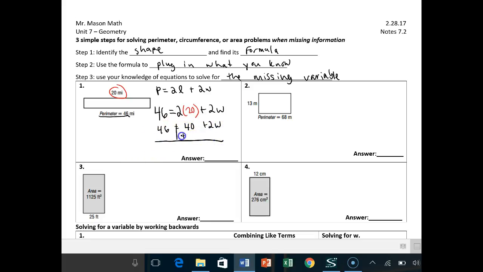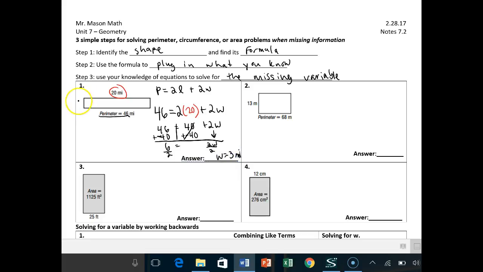So to solve for my width, I add negative 40 to both sides. Sorry, that's a negative 40. This cancels out. I have 6 is equal to 2W, and then I finish by dividing by 2. So W in this case is equal to 3 miles, is my width.